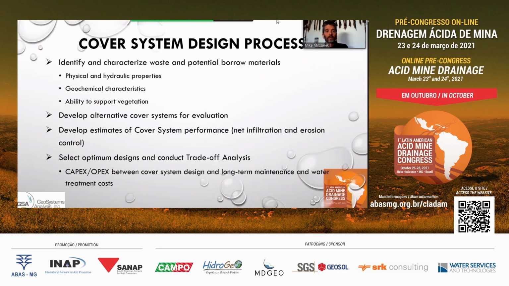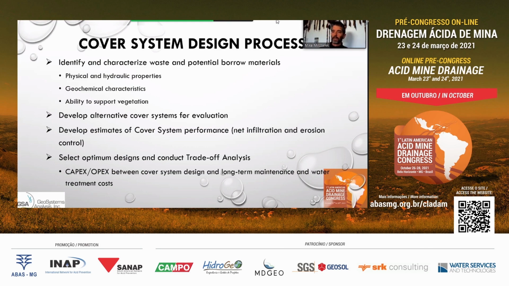Now, the design process is basically a several-step process. The first, of course, is to identify and characterize your waste and potential borrow materials. You need to get an understanding of the physical and hydraulic properties, the geochemical characteristics, and the ability to support vegetation, looking at soil fertility and nutrient cycling. I won't talk about this; like I said, we will be giving a workshop in August. And then develop some alternative cover systems.